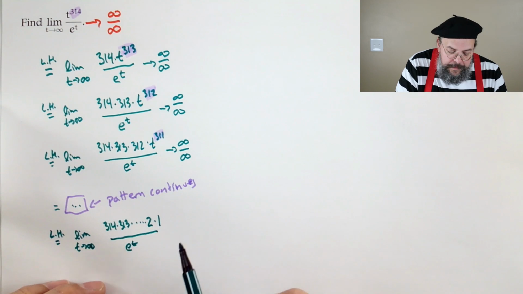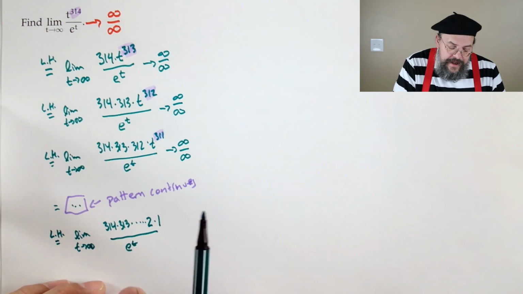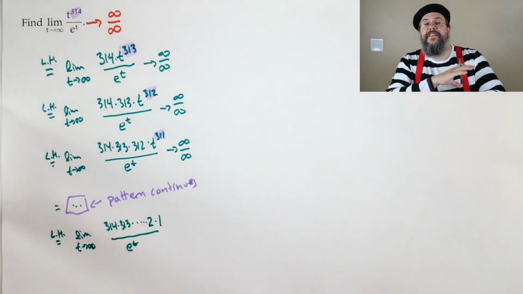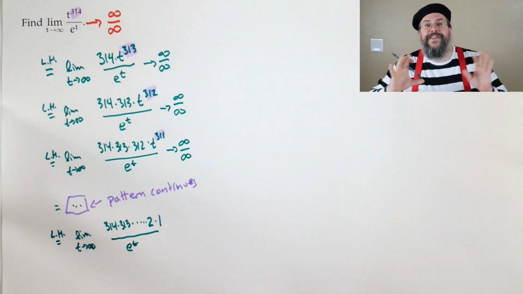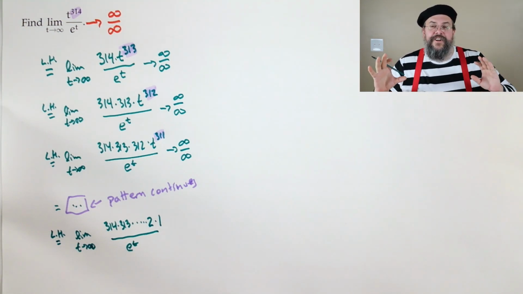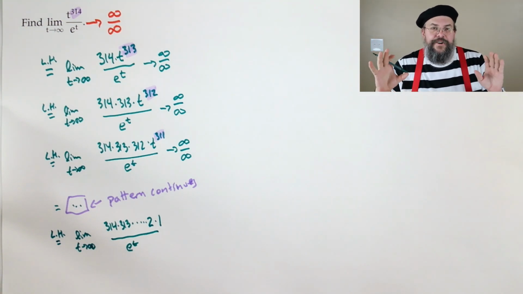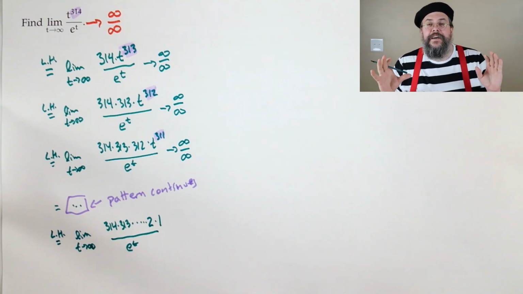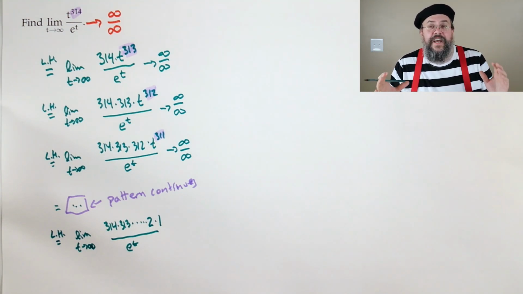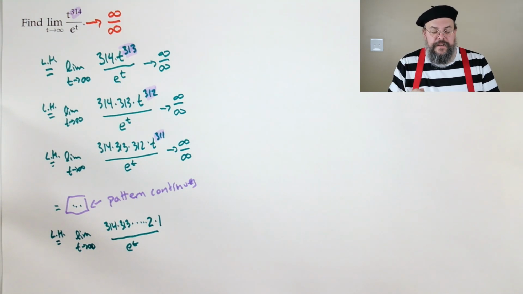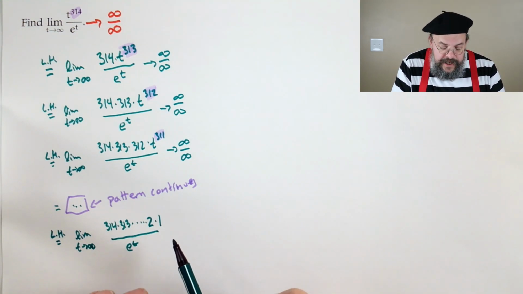Now, what happens? This is important. The numerator is a gigantic number. It's a ridiculously big number. It's a number that you would never want to encounter. It's just so big. It cannot be easily contained. But, and this is important, it's a big number, but a finite number. So, in fact, there's a shorthand notation.